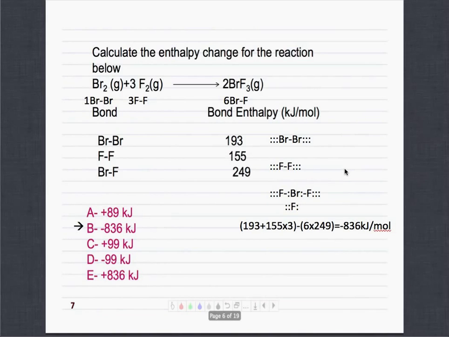And that's going to end us up with, for the Br-Br, 193 kilojoules per mole, plus 3 times 155 kilojoules per mole, minus 6 times 249 kilojoules per mole, and that's going to give us the answer. Okay, so let's go a little bit higher level with this kind of question. Till now, it's still simple. All you have to take into consideration are the bonds that are broken and formed, and the stoichiometry multiplying them. So let's go a higher level and do the next one.